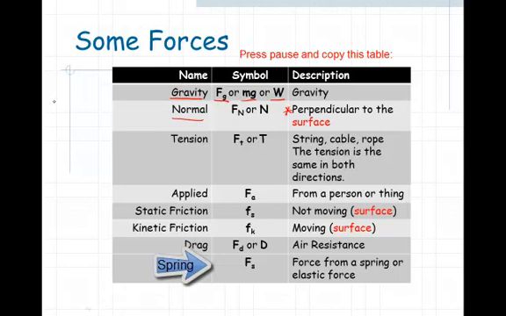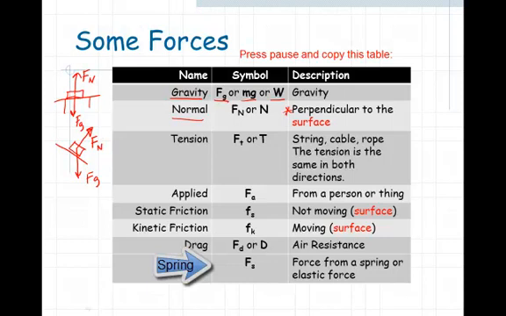So for example, if you had a table and there was a book sitting on that table, you would have the force due to gravity, which we would label like that. And the table would be pushing upward with some normal force. However, if the table was at an incline and somehow there was an object on it, the force diagram would look something like this, with a force due to gravity straight down still. But the normal force would be perpendicular to the table. That would be the normal force.